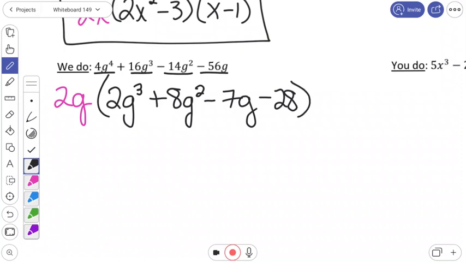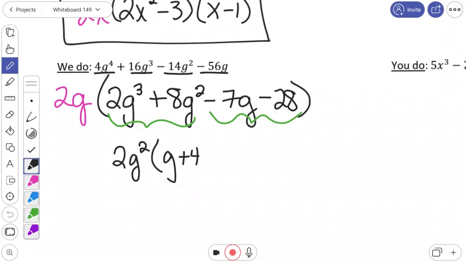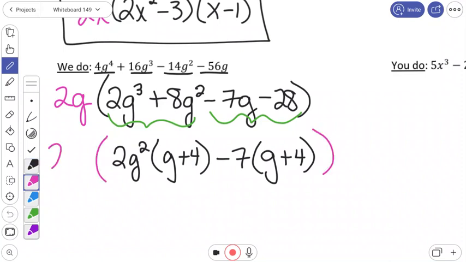So I'm going to look inside our parentheses. Here are our first two terms and our last two terms. We group them together. What can we take out of the first set? So the first set, I can factor out a 2g squared, and we're left with g plus 4. And then our second set of terms, we can factor out a negative 7. And that leaves us with g plus 4 again. And of course, we still have our 2g that we factored out at the very beginning.